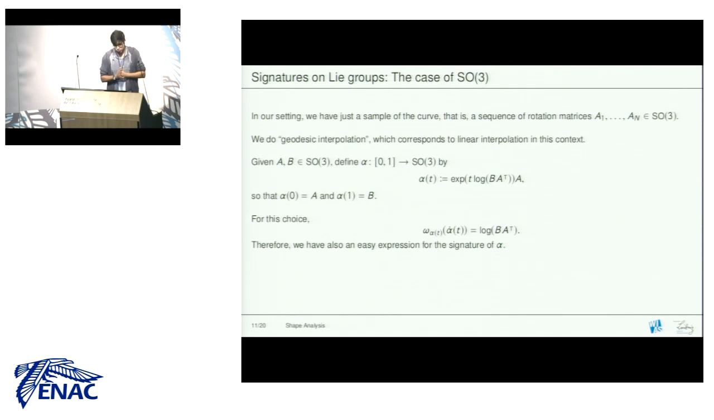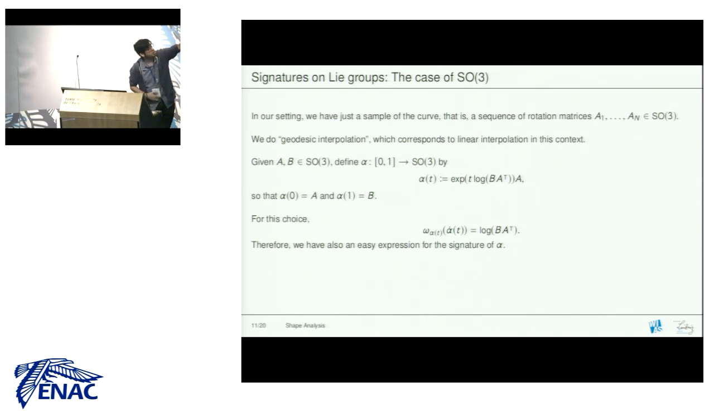So what do you do for SO3, which is our case? You have a set of snapshots of your motion, and then you do geodesic interpolation, which is this alpha t here. And what this is doing is essentially linear interpolation in the group, right? You have a set of matrices, and then you geodesically interpolate between them, and this exactly corresponds to the linear interpolation I showed you before. And this allows you to compute the signature in an easy way, which is what I've written here.